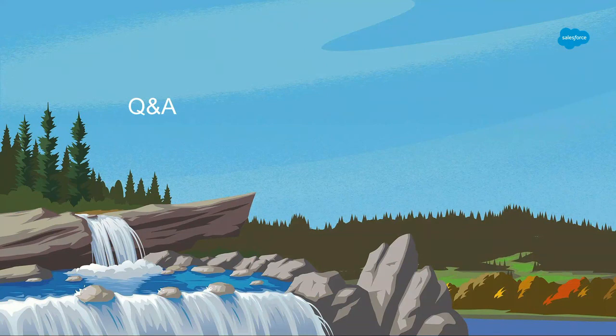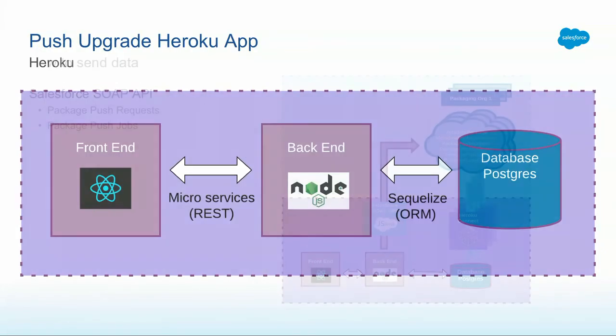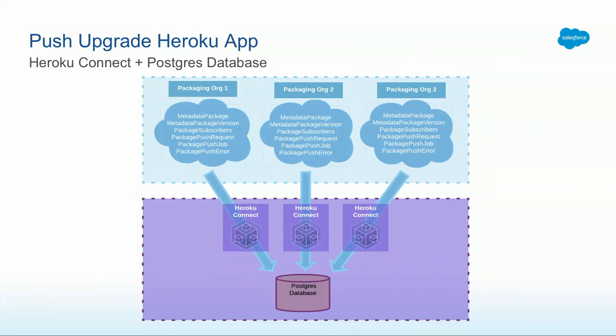Well, there are some specific objects. I can show you the list of objects we need to bring. As you can see there, there's an object called package push error. This is the object that brings to our application the information related with the errors that a push job could have. At the end, the Salesforce push request object. If you Google Salesforce push upgrade objects, you can find the list of objects that are necessary for this. And all of them will provide you the information.